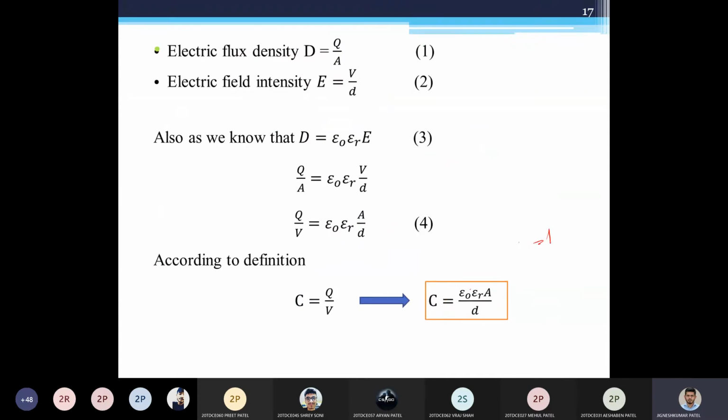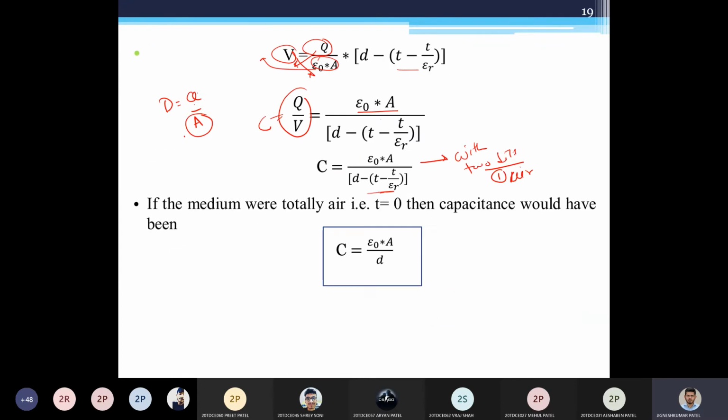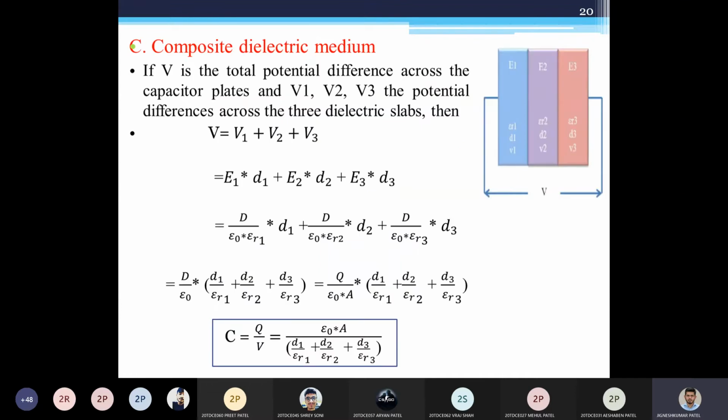Here also, if I put epsilon R equal to 1, I'll get C is equal to epsilon 0 A by d, and it is the same here. If I put the thickness of the other material as 0, or I can say the other material doesn't exist, in that case the thickness would obviously be 0, so I'll get the same equation. So this is the case with partial air. In the same way, we are going to have an example with the composite dielectric media.